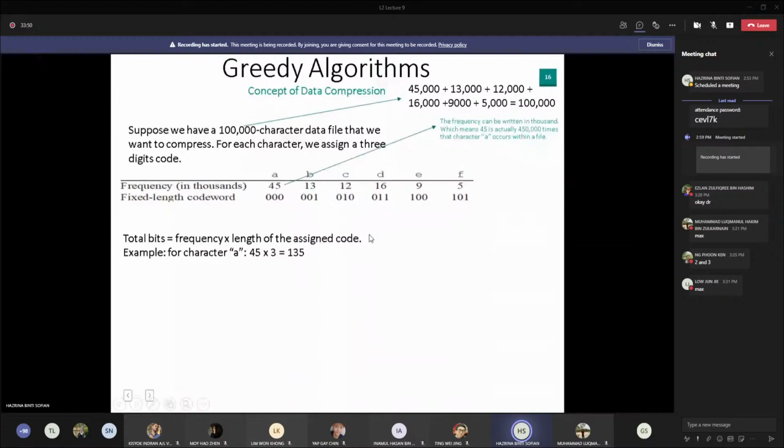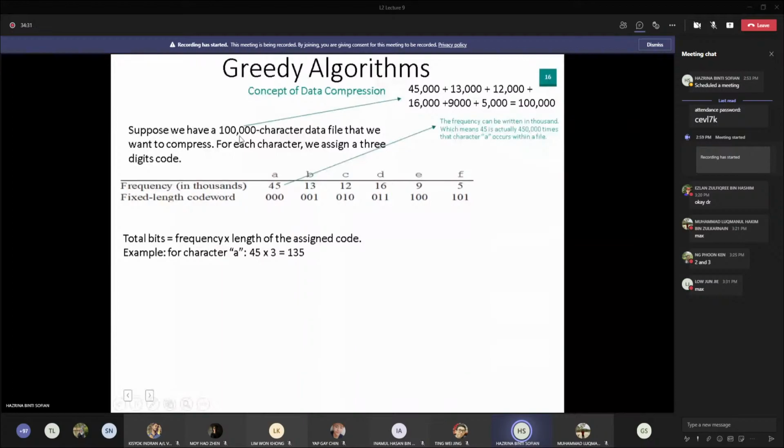So for instance, the data that you have is only A, B, C, D, E, F. These are the data that you want to store and you want to compress when you are not using them. Or maybe the zip file, they might be using this algorithm too. Before you send an email, you need to do the compression, right? So this is an example of the algorithm that they use.